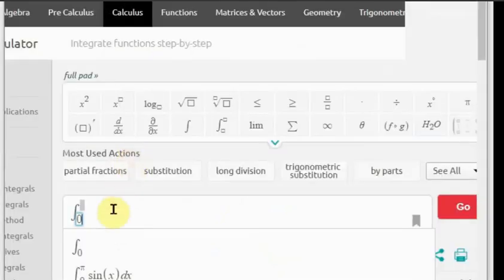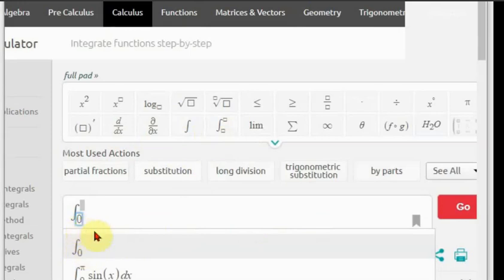Before I go further, this is a website from Symbol Lab, right? They have an integral calculator that you can find online. So in this integral solver, I'm going to take the integral symbol from the menu here, the one with the limits.